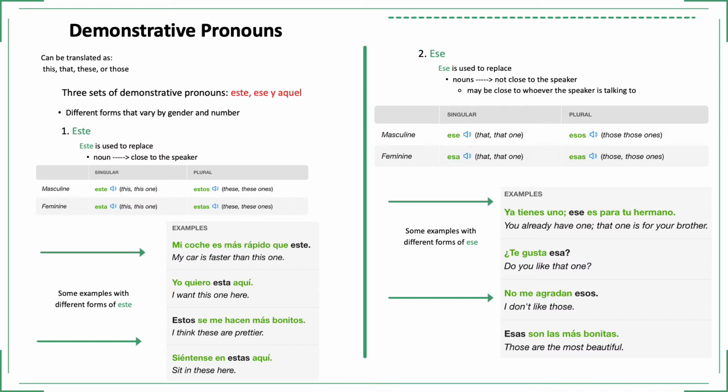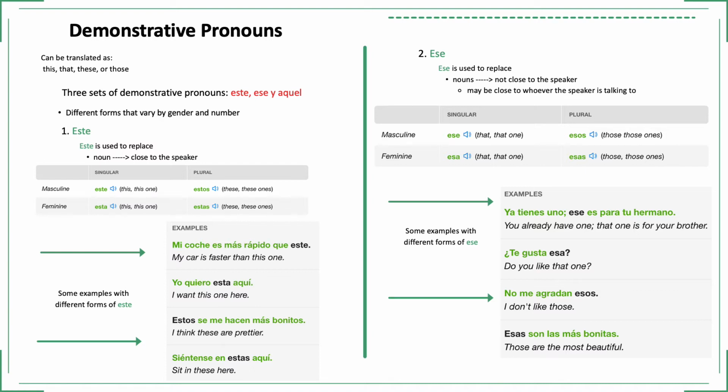Imagine you had two pasteles, cakes, in front of you, and someone asks you which one you wanted. If you were feeling particularly succinct, you could simply respond with este, this one, or ese, that one. Este and ese are both demonstrative pronouns, while they look very similar to the demonstrative adjective. Demonstrative pronouns replace rather than describe a noun.